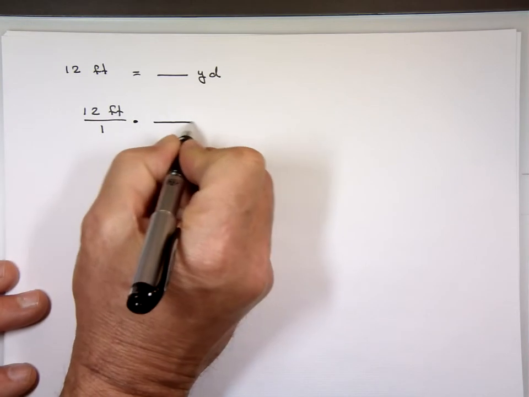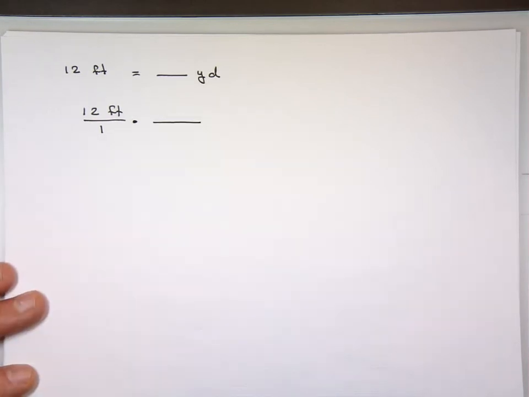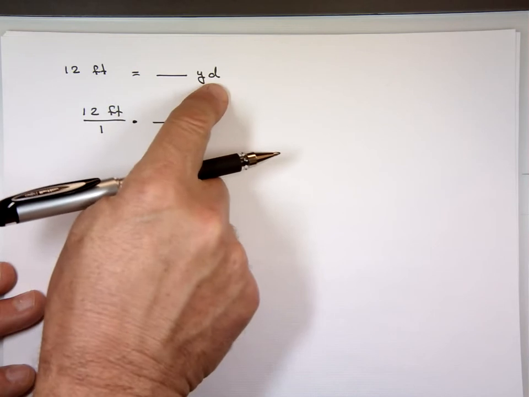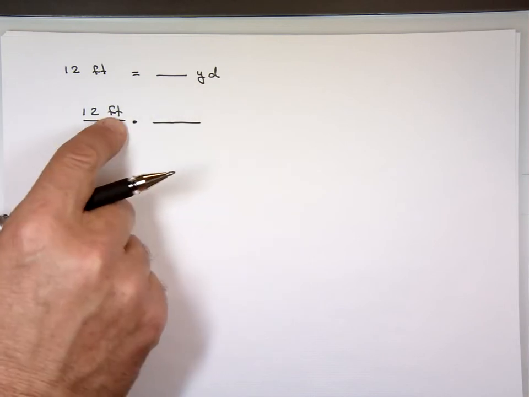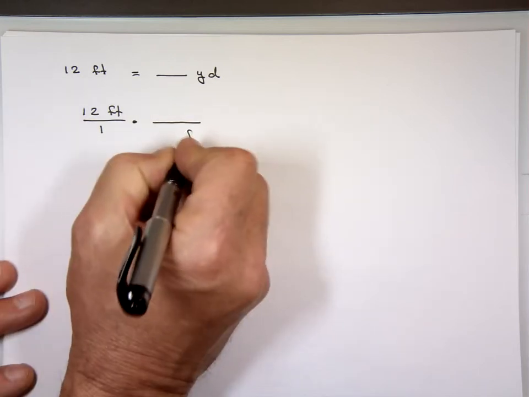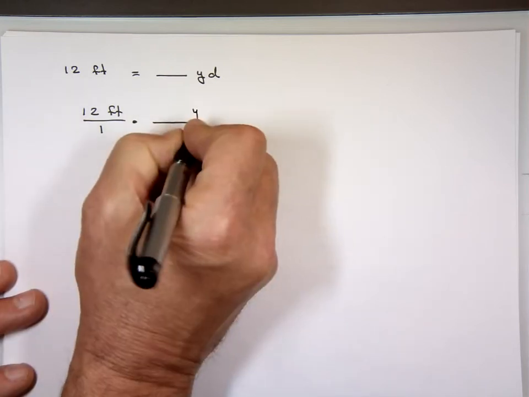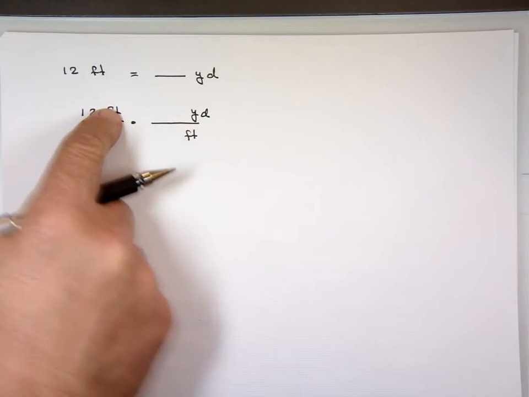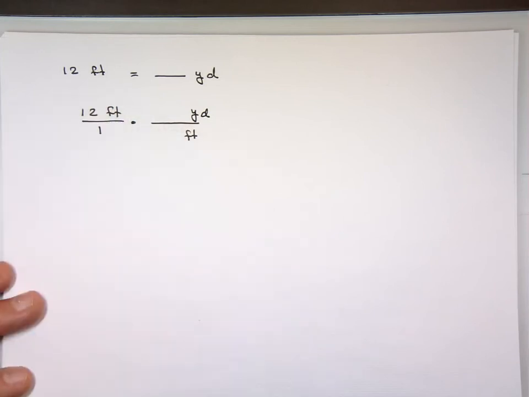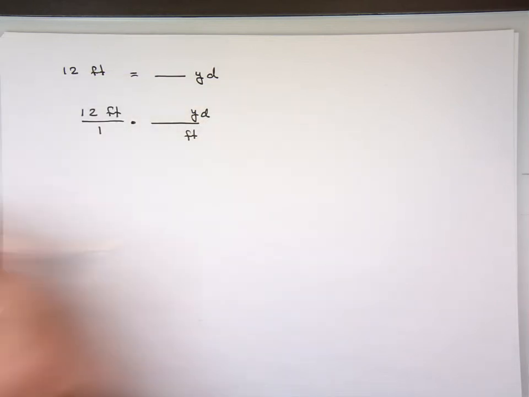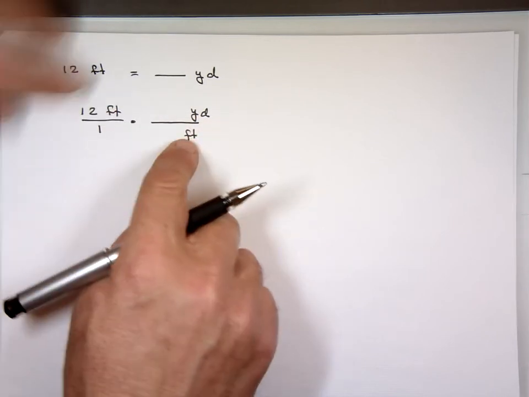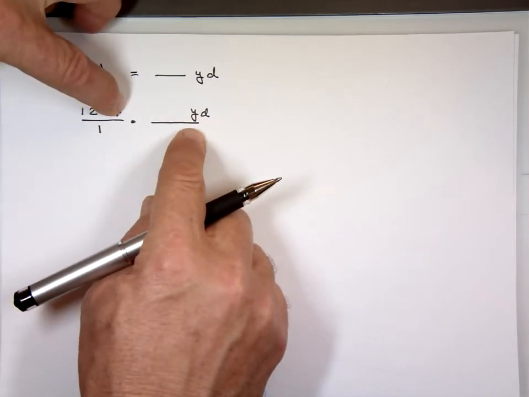Now, here's the problem. Where are you going to go? You want to go from feet to yard. Notice here you have feet on the top. So I want feet on the bottom, yard on the top. Why do you think I want feet on the bottom and yard on the top? Why feet on the bottom, not the top? What was the reason? So you can cancel them out, right? And if you notice top and bottom, you cancel the feet, and the only units you have left is what?